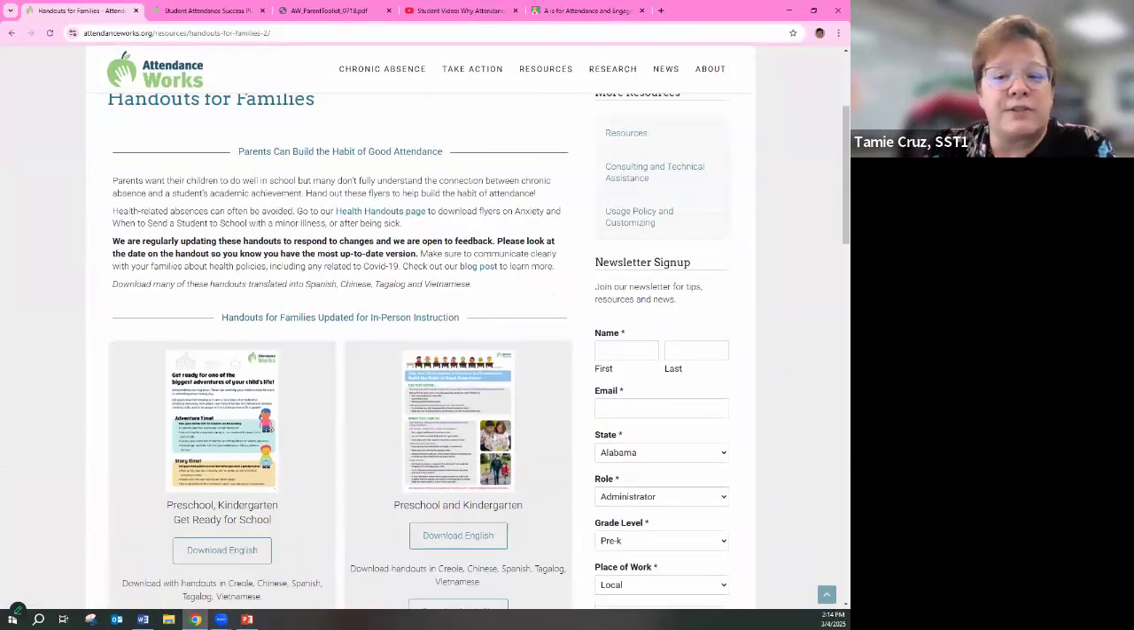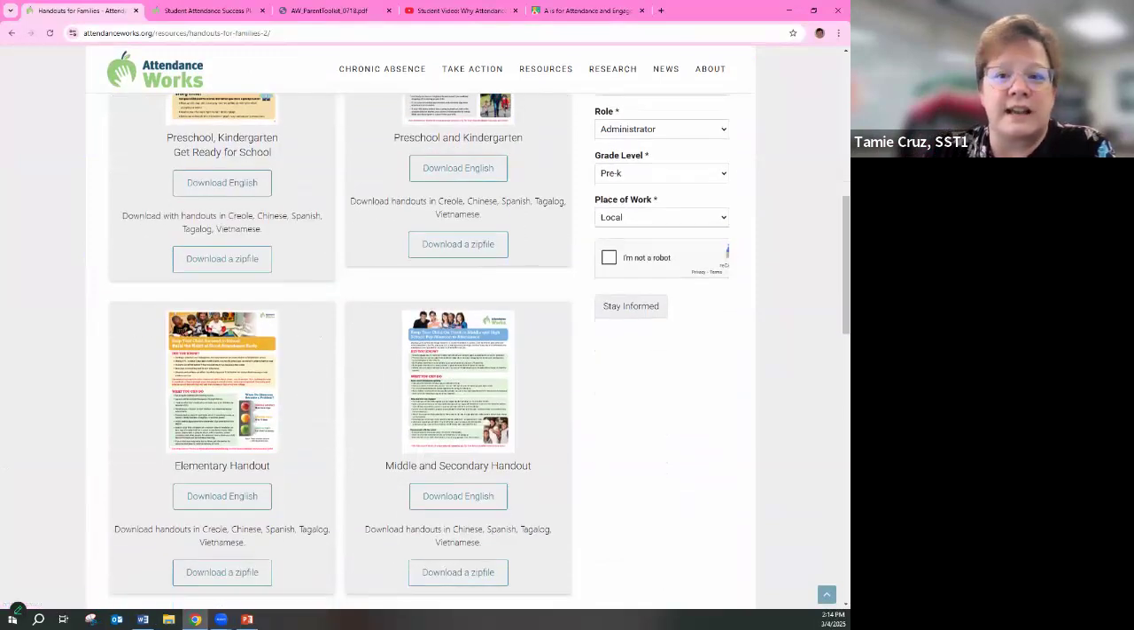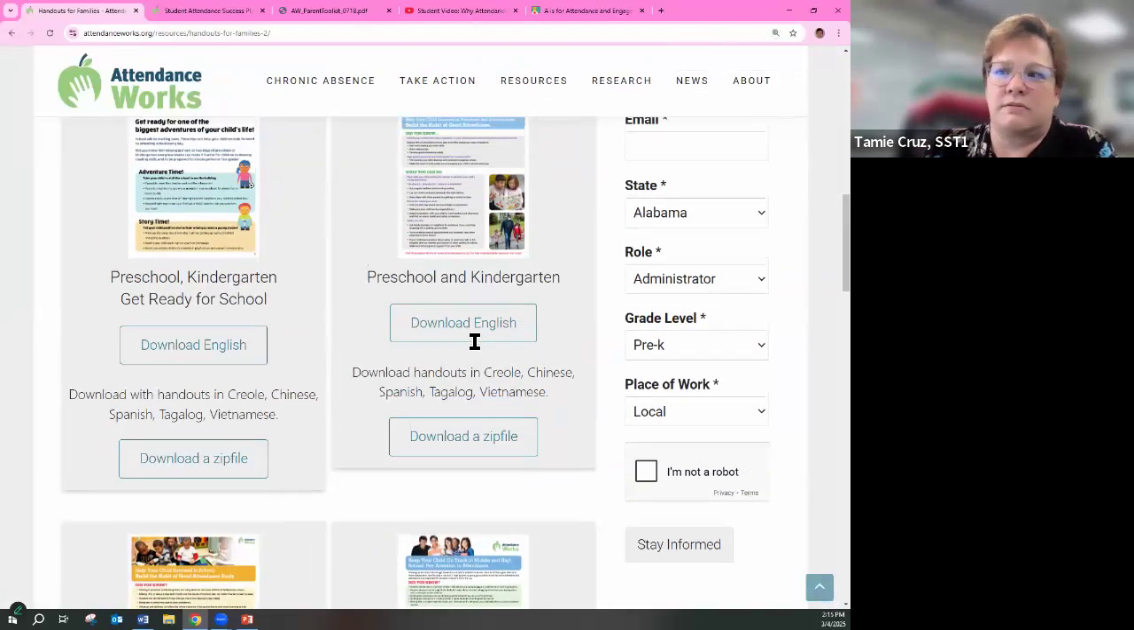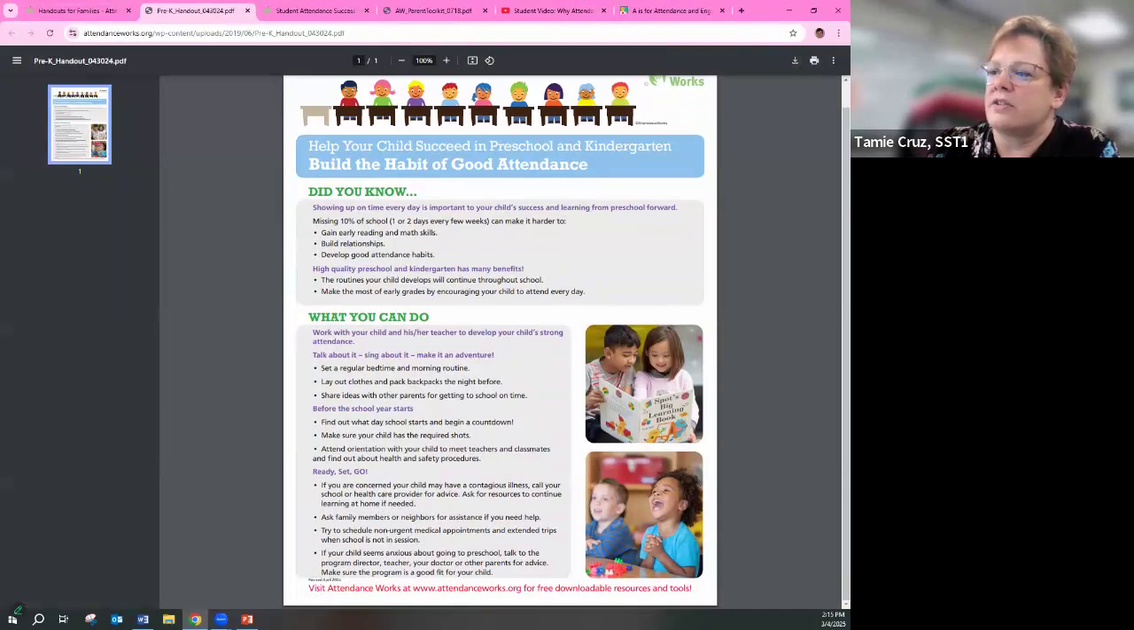So, all right. These handouts for families. This is one that we looked at earlier. Different age levels, it kind of gives an overview of why it's important to be at school, and then some tips for families to help get their student to school. We pulled up the high school one before. This one is a pre-K handout. And again, they don't mind if you change some of it, make it your own, thank you, Marty, but make sure you give Attendance Works credit because they're the ones that put it all together.